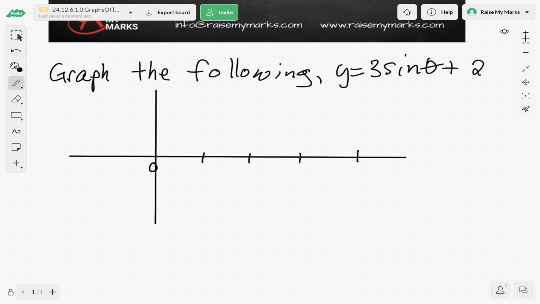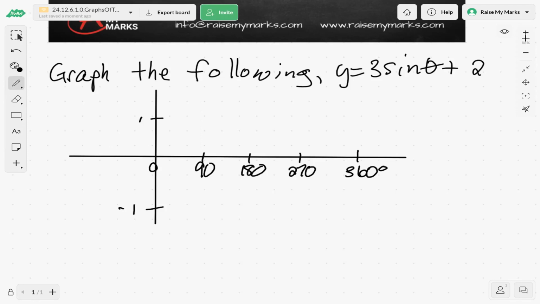So what is the period of sine theta? It's 2 pi or 360 degrees. Let's do this one in degrees. So 360 degrees. They're going to mark off quarters, so every 90 degrees, so 90, 180, 270, and 360. Again, starting at 0. So the maximum or the amplitude of the sine function is 1.